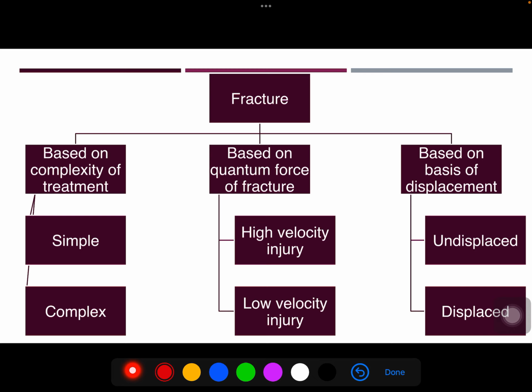Fractures are also classified based on the complexity of the treatment, like simple and complex; based on the quantum of force, like high velocity injury and low velocity injury; and on the basis of displacement, like undisplaced and displaced.